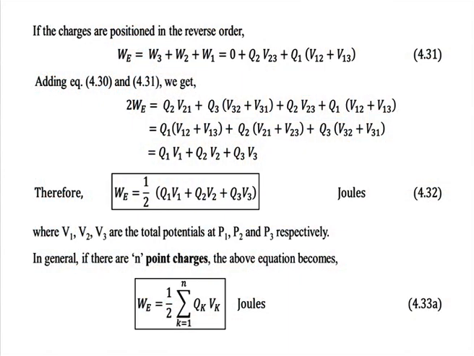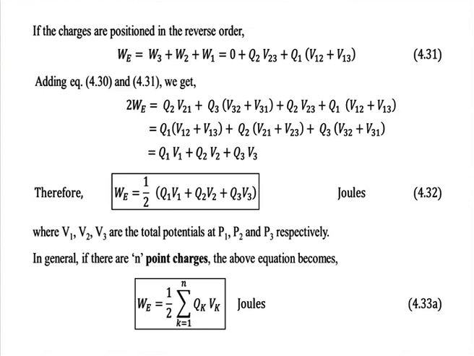If we reverse the positioning of the charges, then we get WE is equal to W3 plus W2 plus W1, which is equal to 0 plus Q2 into V23 plus Q1 into V12 plus V13, which gives us equation 4.31. If we add equation 4.30 and 4.31, we get the expression for WE, which is half into Q1 V1 plus Q2 V2 plus Q3 V3, where V1, V2 and V3 are the total potentials at P1, P2 and P3.